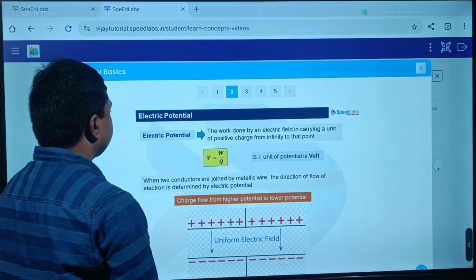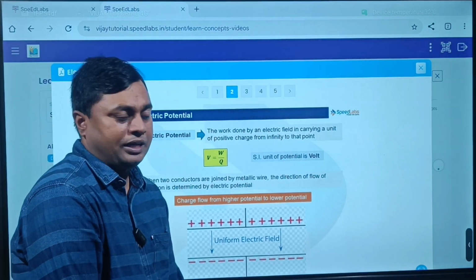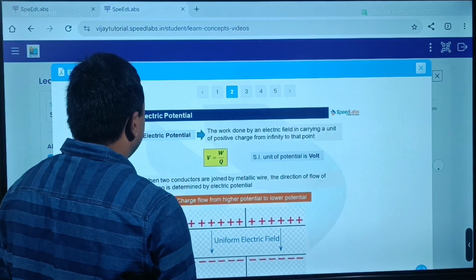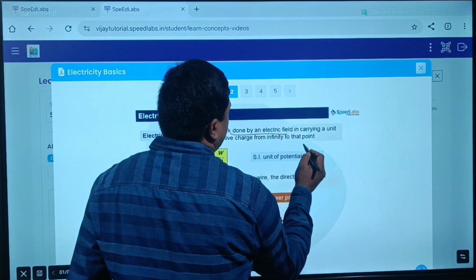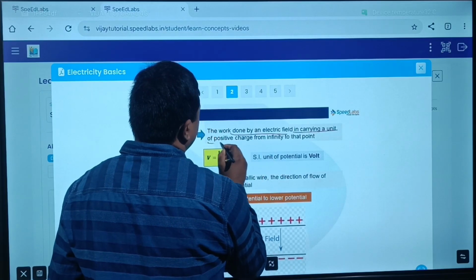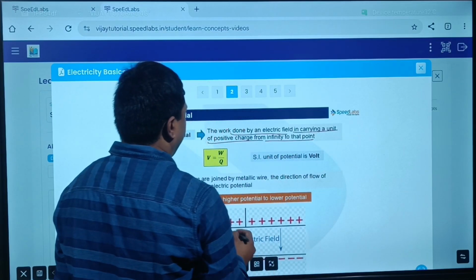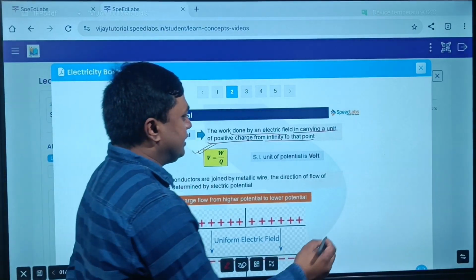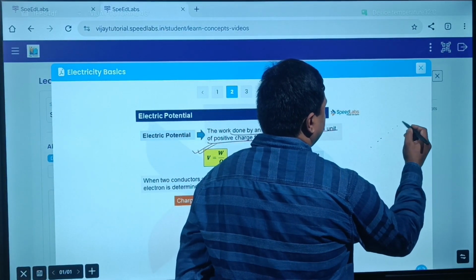Next, we talk about electric potential. Electric potential is nothing but the work done by the electric field in carrying a unit positive charge from infinity to a point. So V is equal to W by Q. Let's understand, children.